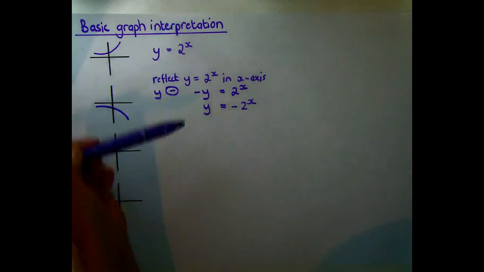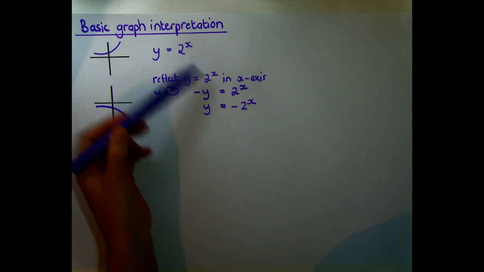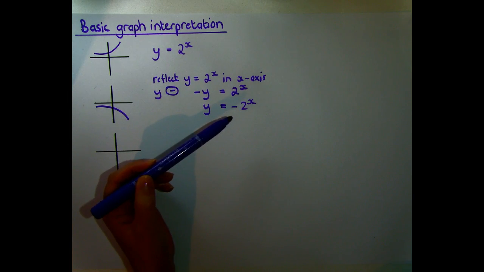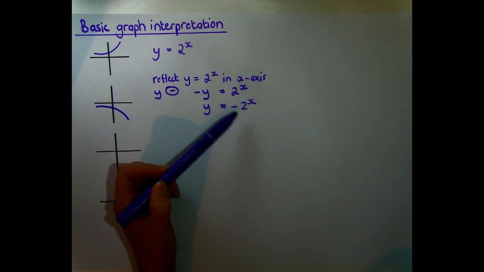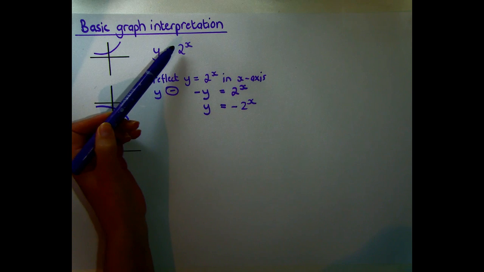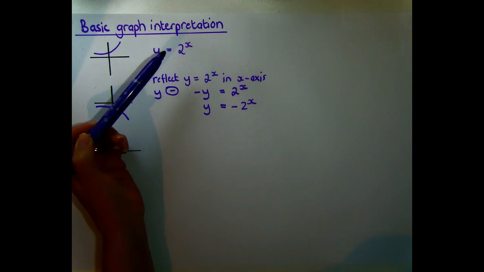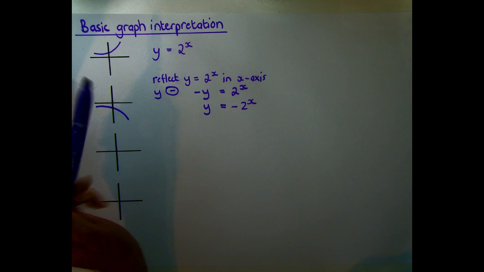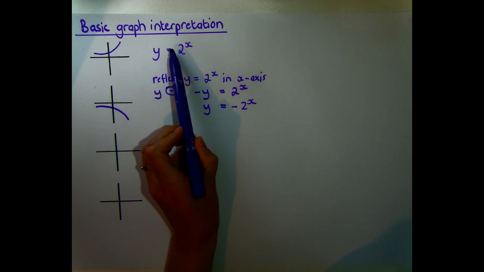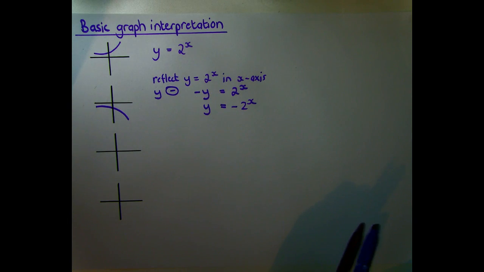So when you reflect, then this whole thing becomes negative. So your a value changes to a negative. Here it was positive 1 because there's nothing there, and here it would be negative 1 times 2 to the x. So it would be positive 1 times 2 to the x. So reflection in the x-axis is what happens when you change the sign of the a value.